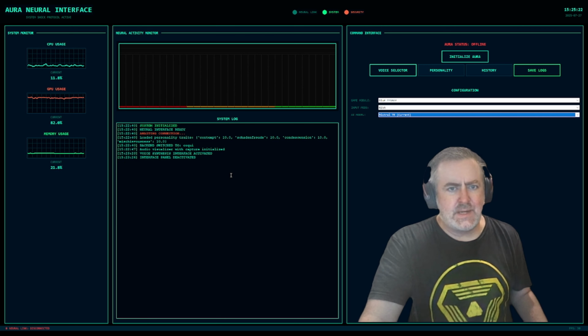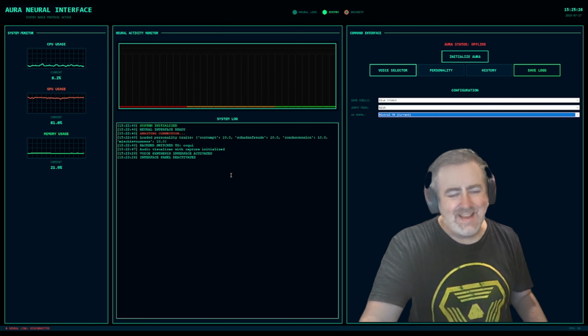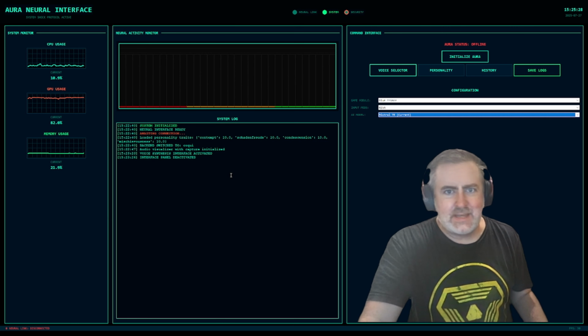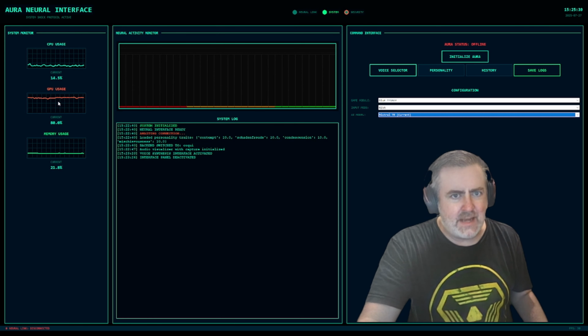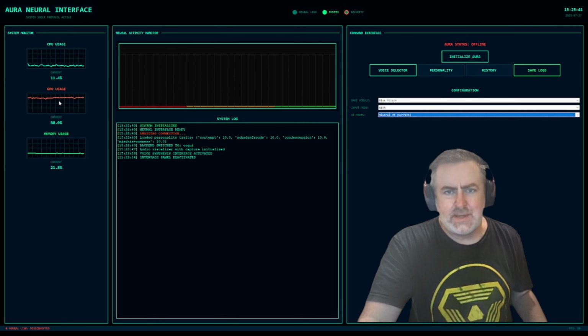Okay, so now I'm just going to give you a really quick overview of what you're looking at here. This is a little UI I put together to help tie together some of the components that go into making Aura run. Over here on the left, you can see a system monitor. You can see my GPU is pretty spiked right now. That's mainly because I'm using NVIDIA Broadcast to help record this video, and NVIDIA Broadcast is a pretty greedy resource hog.